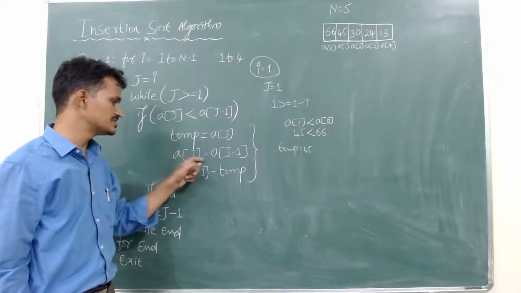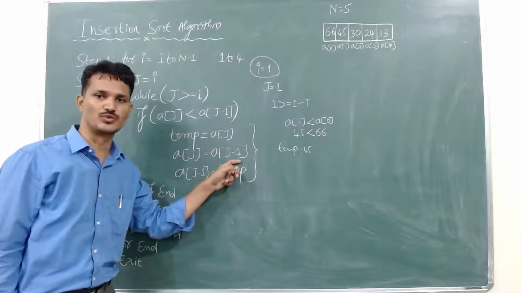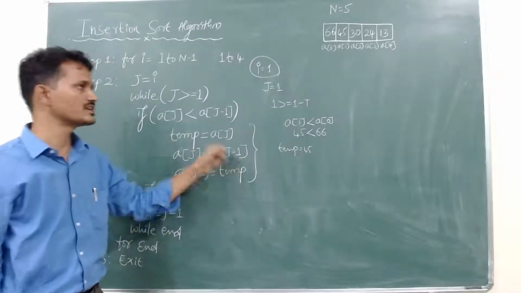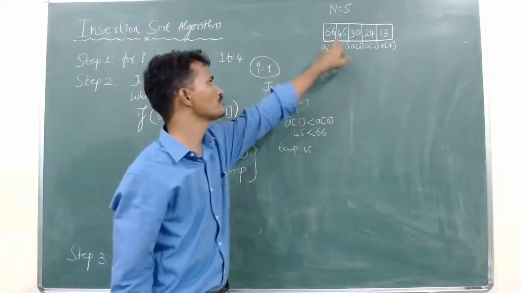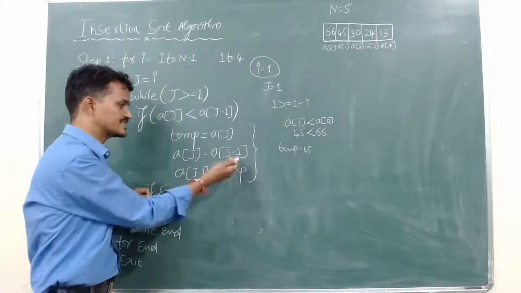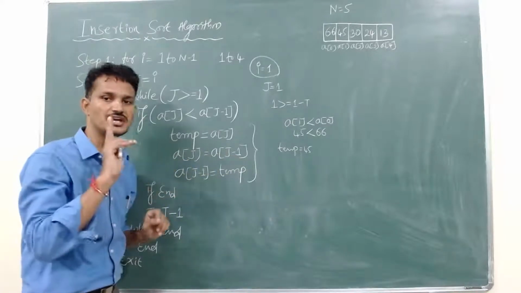Now we'll move on to the second one. A of j is equal to a of j minus 1. That means a of 1 is equal to a of 0. What is the value stored in a of 0? Sorry, a of 0 is 66. That 66 will be moved to a of 1.